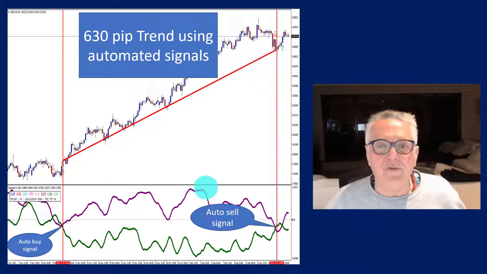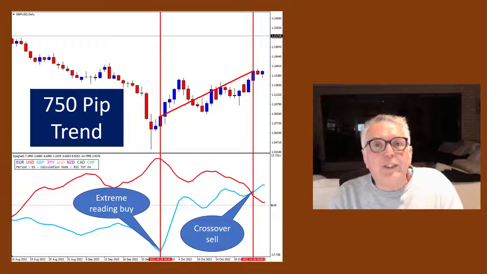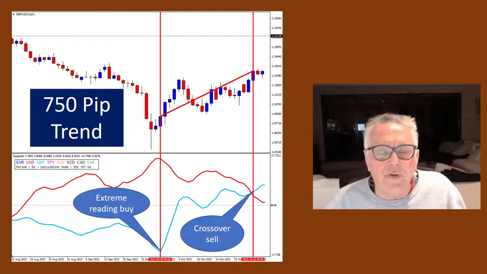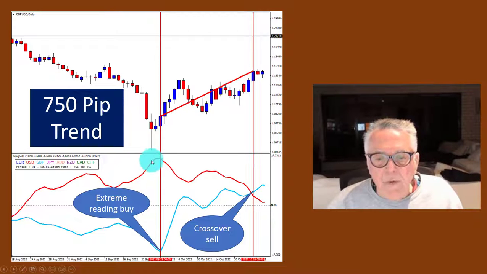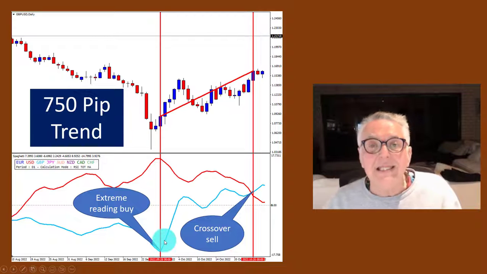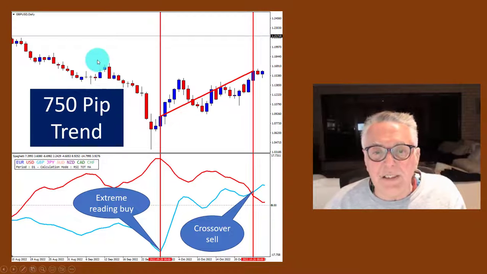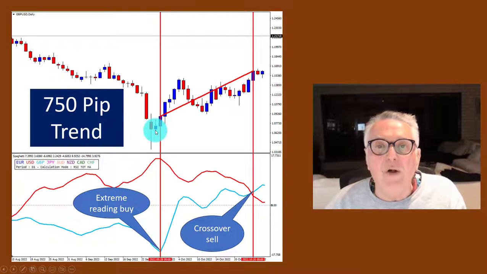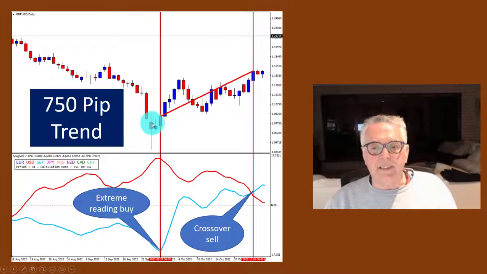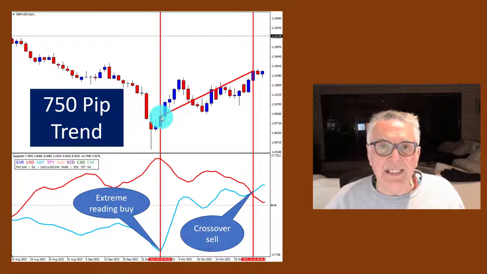Let's have a look at another example. Now in this example, we're actually using the extreme readings, and this is the one that I like using. When the readings become extreme, so that's extreme and that's extreme, and they start turning back like that, that is a trading entry. You would then enter there, and you'd basically be trading against the trend that existed before. So if it was a sell trend, you'd be buying. And that's also a very strong entry for the spaghetti indicator.